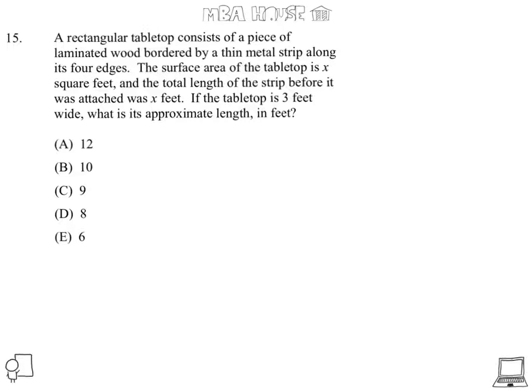Okay, this one is a rectangular tabletop consists of a piece of laminated wood bordered by a thin metal strip along its four edges. Okay, I have a rectangular tabletop. Okay, the surface area of the tabletop is x square feet.